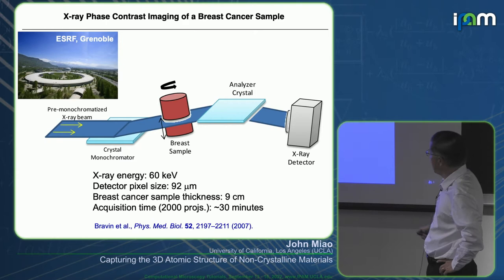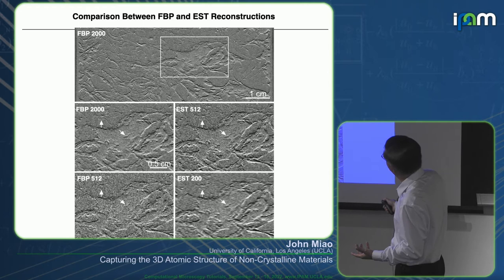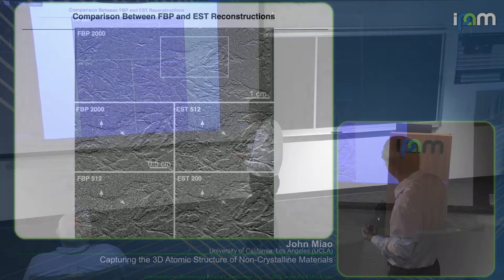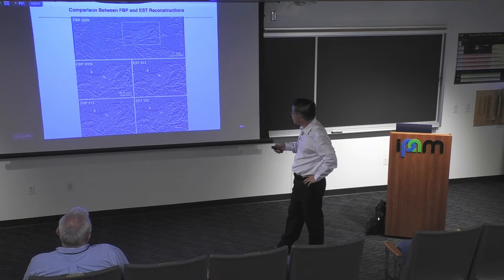And then we did a comparison between filtered back projection with 2,000 projections versus, actually, with 512. And this is actually cancer. Our collaborator told us, I cannot tell the difference. And this 512 is almost even better. Later we did a quantitative comparison, and the filtered back projection with 512 becomes noisy, and EST with 200 iterations also becomes noisy. So here shows the reconstruction with 512 projections, at a different angle.